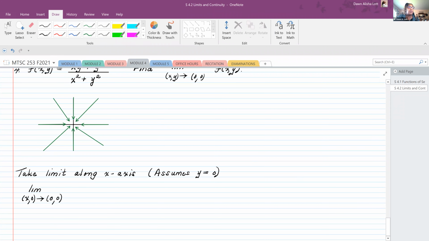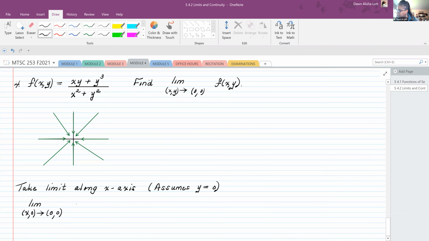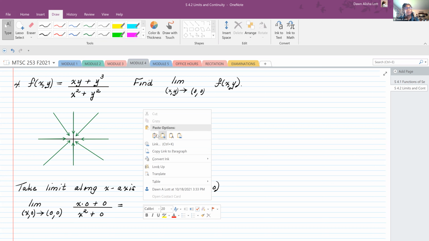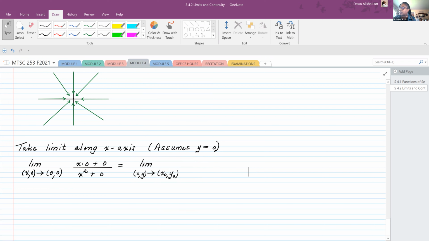So if y is already 0, this looks like x times 0 plus 0, all over x squared plus 0. So this is the limit. I'm taking the limit of 0. So I'm actually taking the limit because y already is 0.